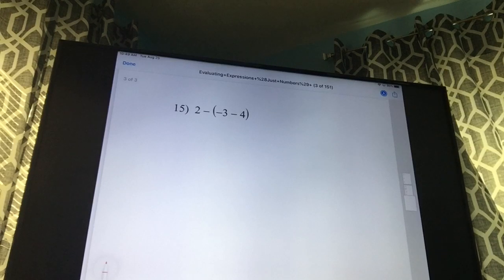Okay, 15, we're going to use our Please Excuse My Dear Aunt Sally. Okay, so please, parentheses, yes, we have parentheses, so we need to do those first. So 2 minus, and in the parentheses we got negative 3 minus 4, okay, which is going to give us a negative 7. I will tell you, some of your integer negatives game is rough, so use your calculator.